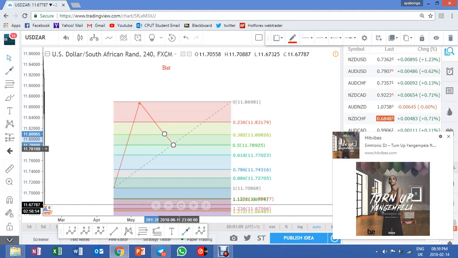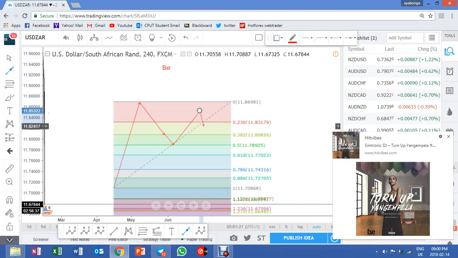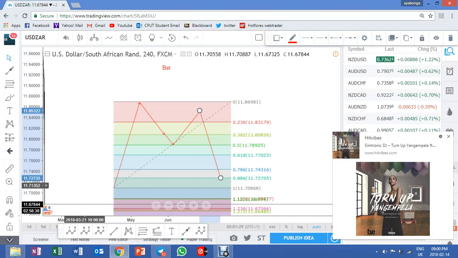UP wakho ungaphela apha at 38.2% retracement, kanye aphele apha at 50%, as long as angazothatha 61.8. Then from here is how you plot your C. Angabe between 23.6 no 0. Angabe above point A. Then it goes directly to your 88.6.